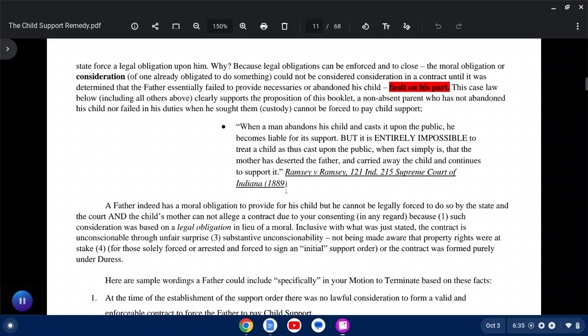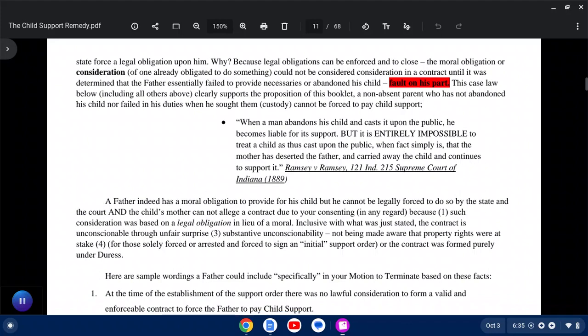This is a Supreme Court of Indiana case. When a man abandons his child and casts it upon the public, he becomes liable for its support. But it is entirely impossible to treat a child as thus cast upon the public when the fact simply is that the mother has deserted the father and carried away the child and continues to support it.